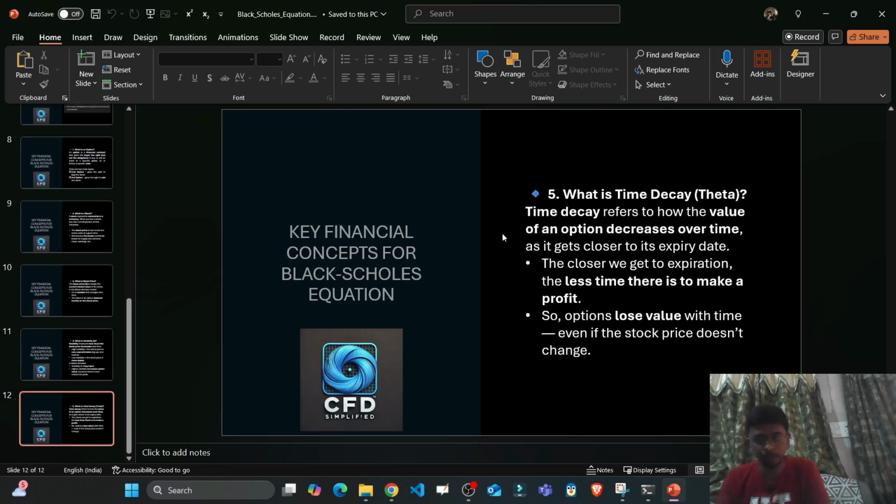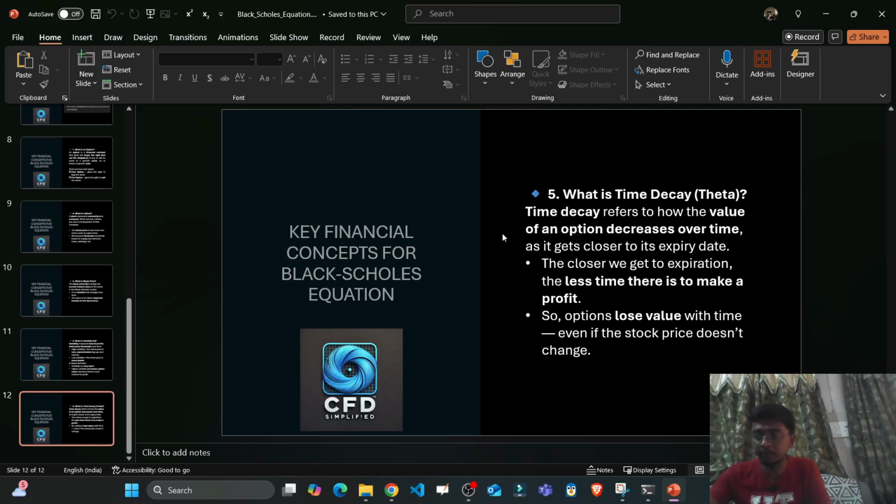Now let's move on to the next one. What is time decay? Time decay refers to how the value of an option decreases over time. Decay means something is decreasing, deteriorating. So it is how the value of an option decreases over time as it gets closer to its expiry date. That is what I explained in the example I gave of the car.